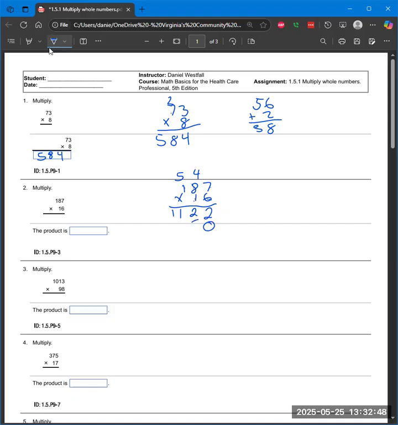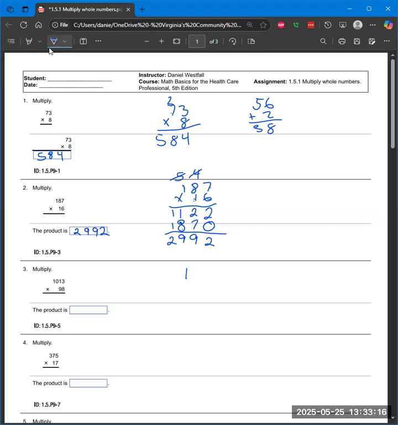1 times 7 is 7. 1 times 8 is 8. 1 times 1 is 1. We just ignore all those carries that were from the previous number. 0 plus 2 is 2. 2 plus 7 is 9. 1 plus 8 is 9, and 1 plus 1 is 2. And I get an answer of 2,992.